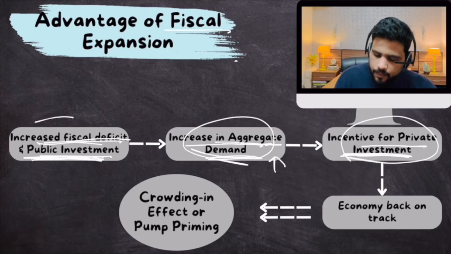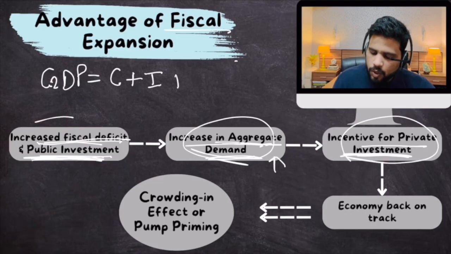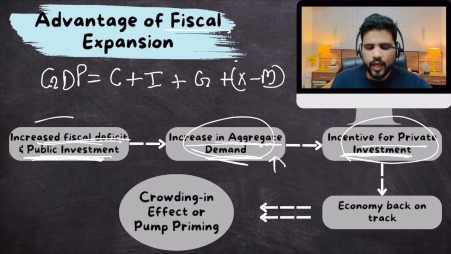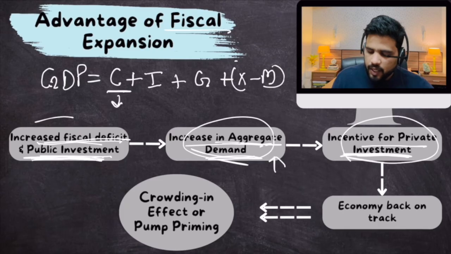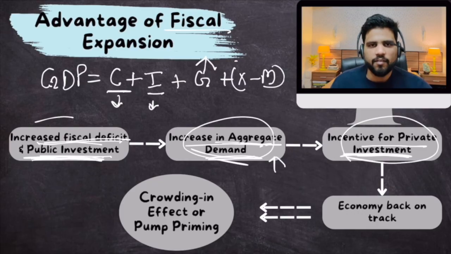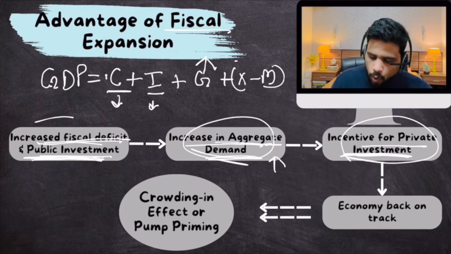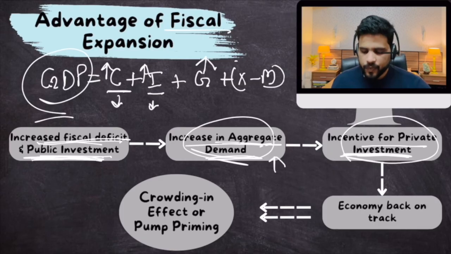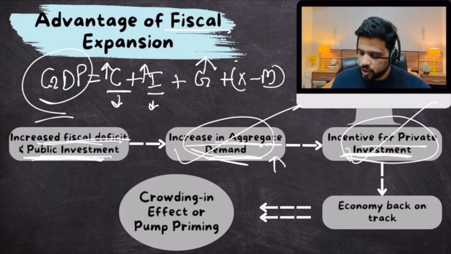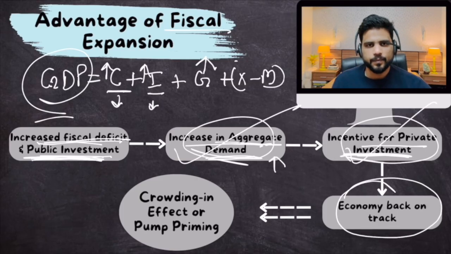During recession, consumption was down, investment was down, and let's not talk about net exports. Let's suppose that is also down. Okay. During recession, this is down, investment is down. So fiscal expansionists say that you increase this G, government expenditure, government investment. This would give people more money, they would spend more, so consumption would increase, private investment would increase, and GDP will be back on track. So when you follow fiscal expansion, aggregate demand gets boosted, private investment gets boosted, economy is back on track.